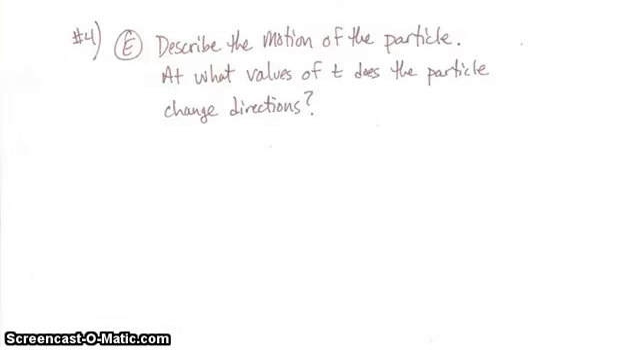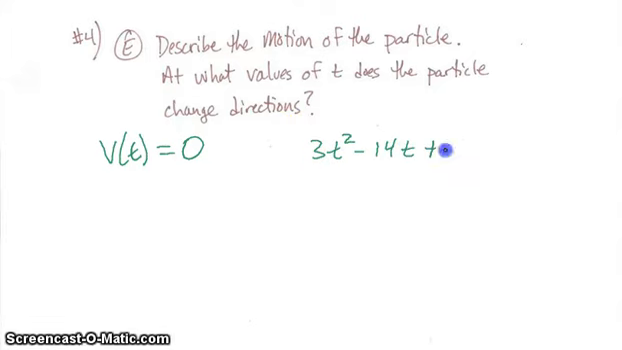Finally, describe the motion of the particle. At what values of t does the particle change directions? So if we're doing this, we need to say, where is v sub t? Let v sub t equal to 0. So I need to find the times where we're changing direction. All right. So I'm going to set 3t squared minus 14t plus 14 equal to 0. That is not factorable. So we're going to use our calculator to get t as 1.451 and 3.215.